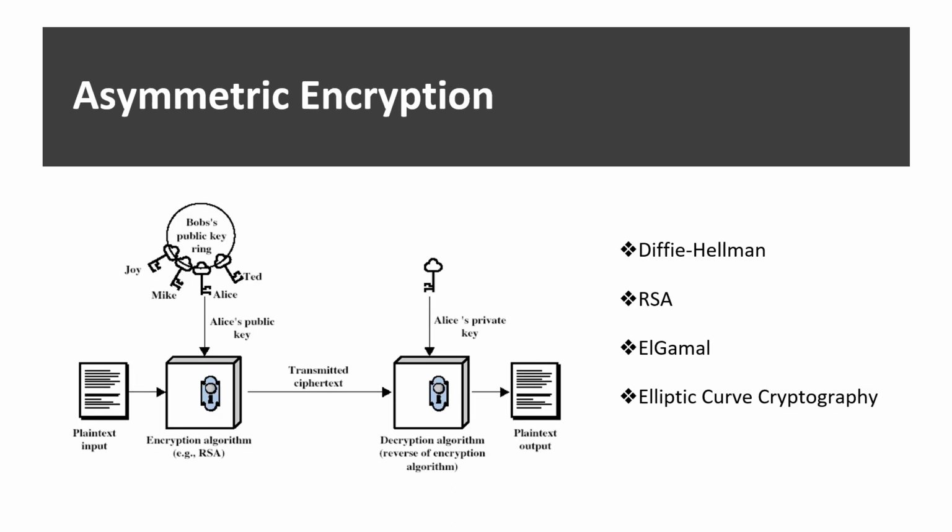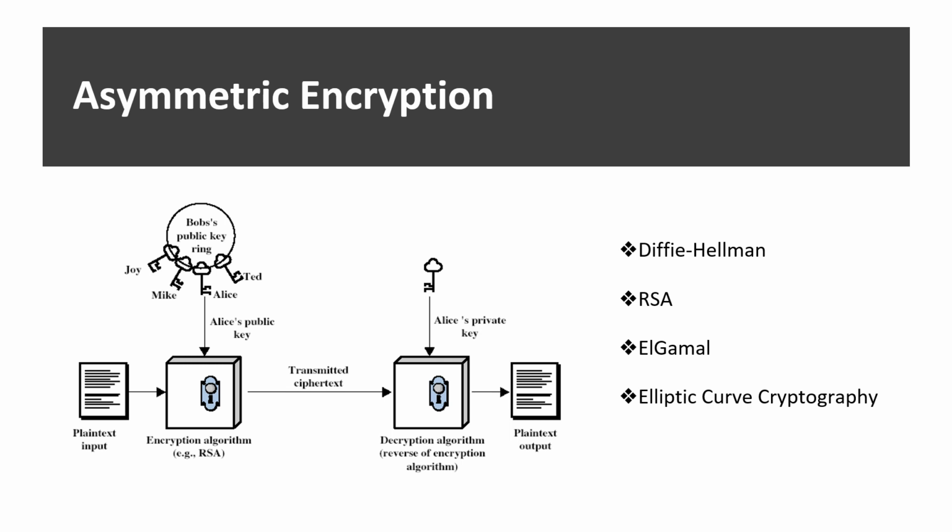If you see asymmetric encryption, as I said, here we will be talking about private key and public key. A public key will be utilized by the sender to encrypt my message and the private key will be used by the receiver to decrypt my messages. What are the algorithms we are going to discuss in forthcoming chapters? We will be discussing the Diffie-Hellman algorithm, RSA algorithm, ElGamal and elliptic curve cryptography algorithm. These are some of the examples of asymmetric encryption.